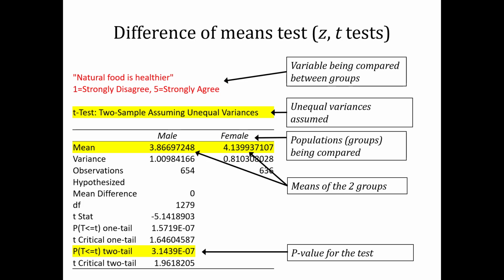Time's up. What did you write down? If you wrote that the means are different, you are right. The test is highly significant since the p-value is less than 0.05. The last step is to write down what you just concluded. That is, women are more likely than men to agree that natural food is healthier. Simply saying that the means are different without explaining how they are different is not enough.